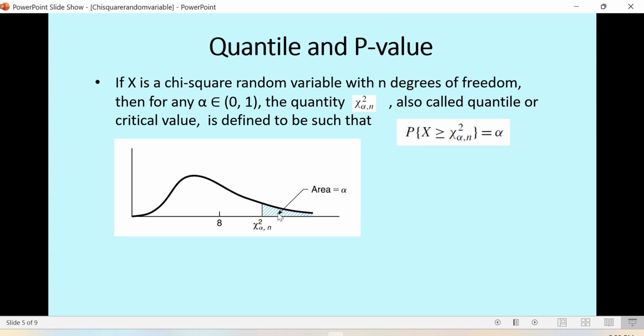And when we calculate the value, we usually call this the p-value. Actually, these two are both the probability on the right side of a quantile value in the chi-square. Alternatively, we can also calculate the quantile value if we know the p-value. From this alpha value, we can calculate the quantile value for this chi-square random variable.